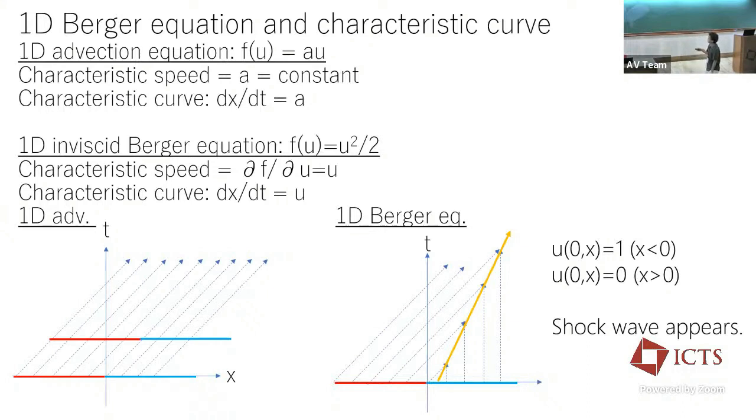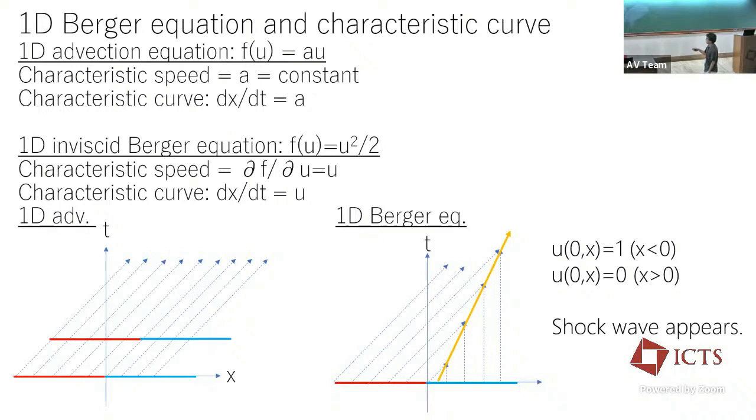So what happens if you assume that f is a nonlinear function of u, like u squared over 2? This is called the Burgers equation. So you can also calculate the characteristic speed by differentiating f in terms of u, and it is going to be u. And the characteristic curves become dx/dt equal to u, right? Suppose that we give the initial condition like 1 in the negative x region and 0, with a discontinuity at 0. Then what is going to happen for the Burgers equation case?